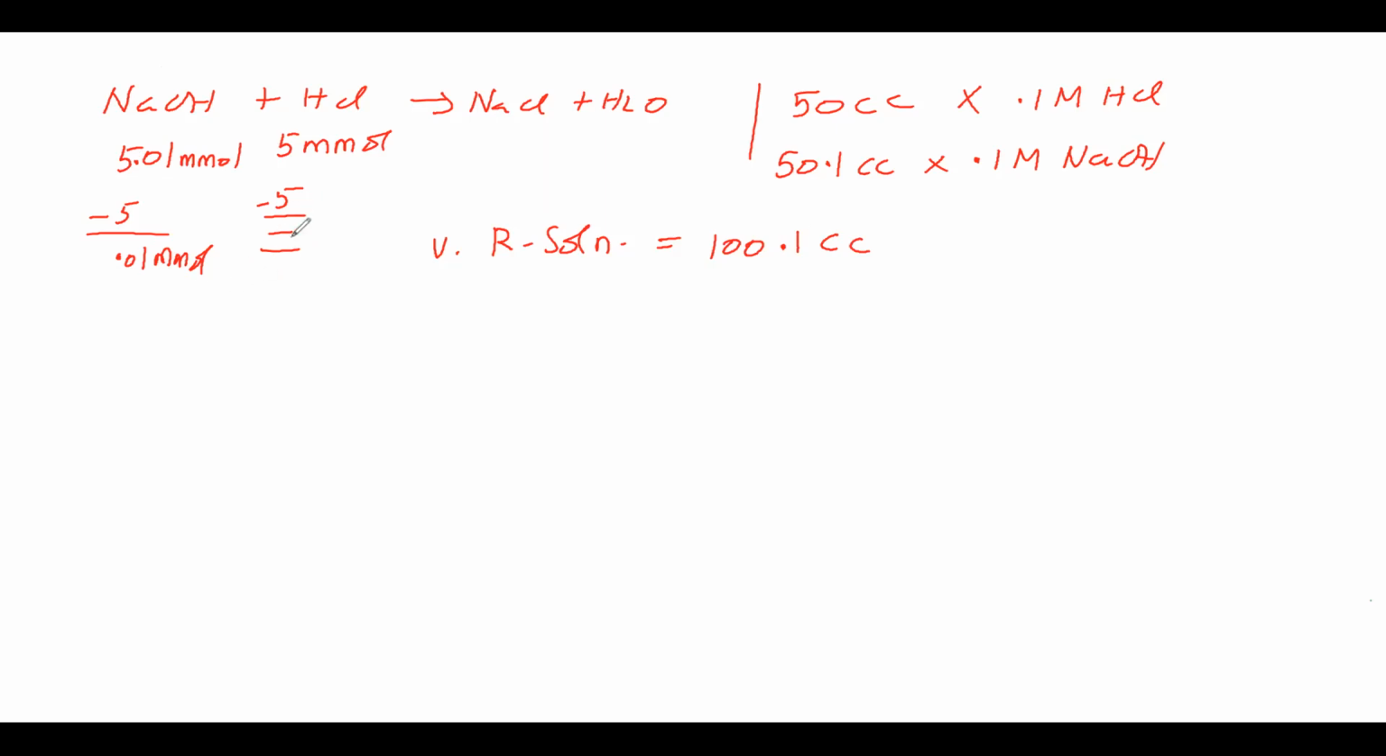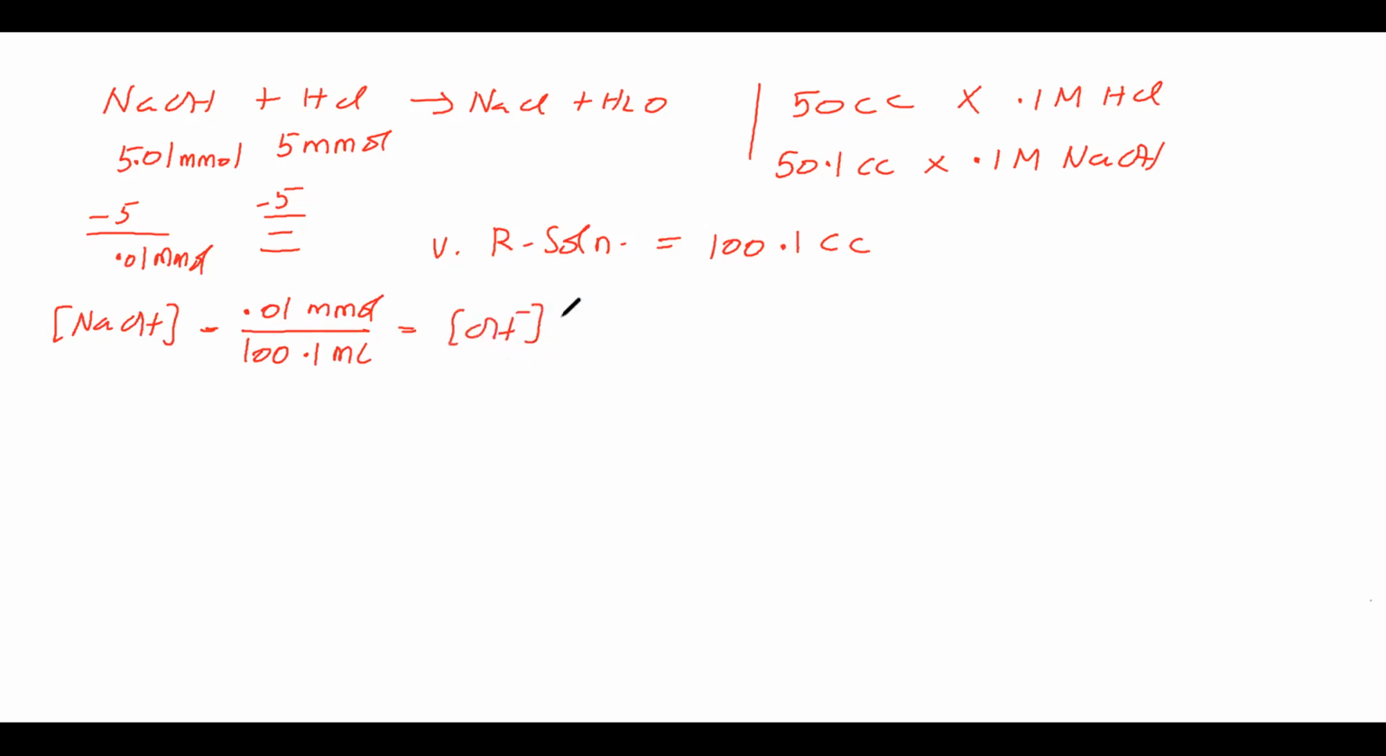That means HCl is not there. We took HCl in the conical flask, and now no HCl remains, so the reaction is over. That means we have added excess sodium hydroxide. So in the resultant solution, excess sodium hydroxide is present. That amount is 0.01 millimole, in a volume of 100.1 ml, which is the volume of the resultant solution. From this we can find the sodium hydroxide concentration, which gives the OH minus concentration.